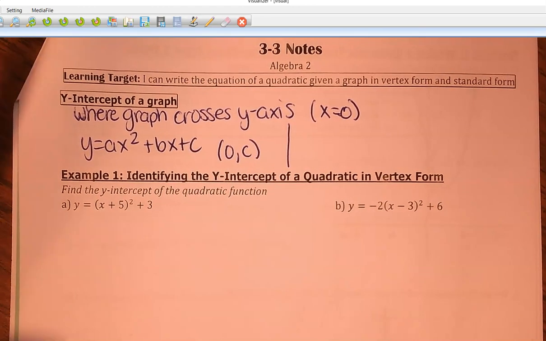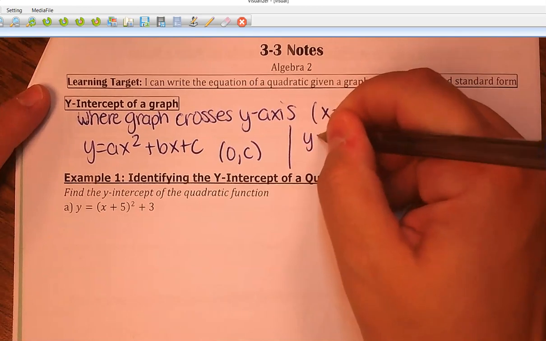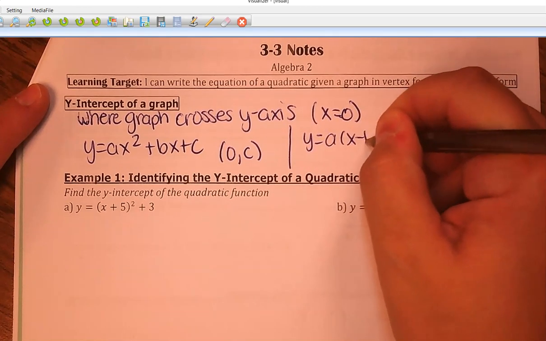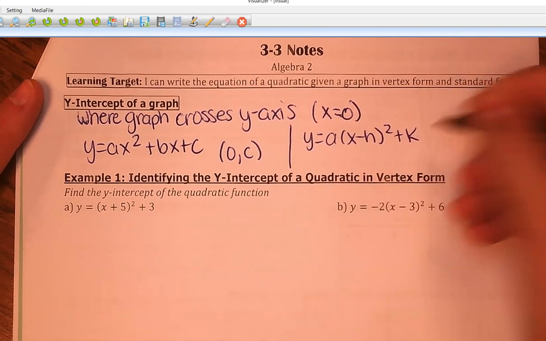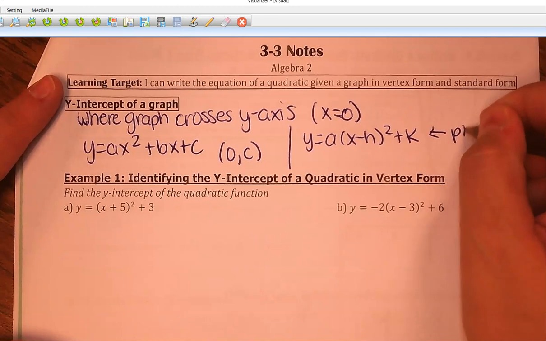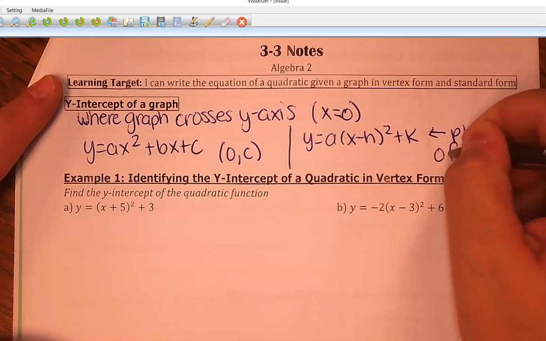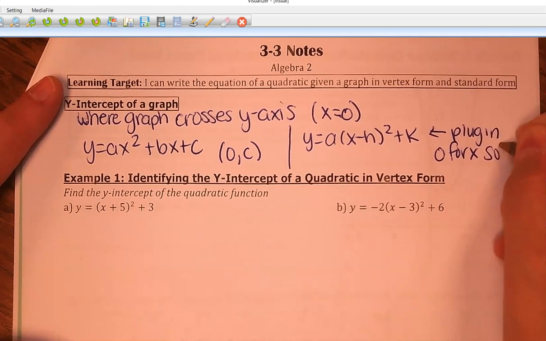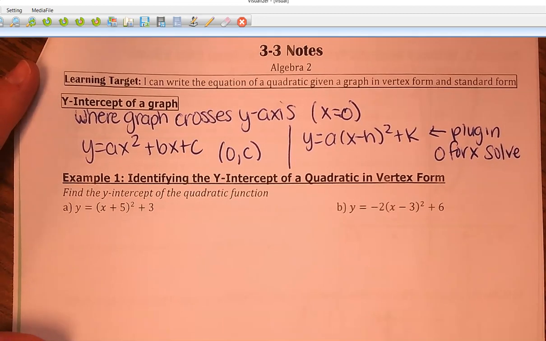You get the point (0, c), where the leftover is the constant. Now, if you have vertex form, which we're going to practice in this first example, you can't see the y-intercept from looking at the equation. What you want to do here is plug in 0 for x, and then solve, which is what we're going to do in the first example.